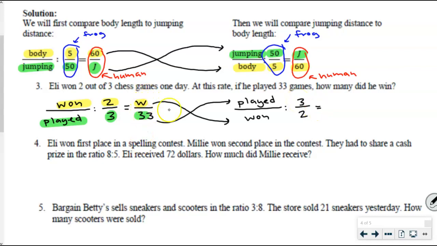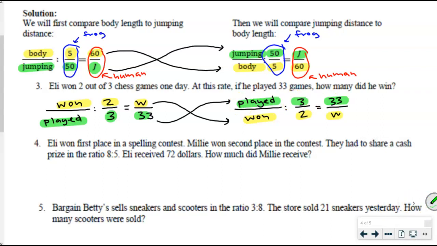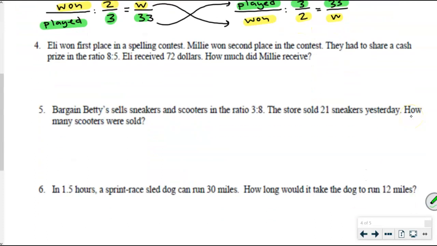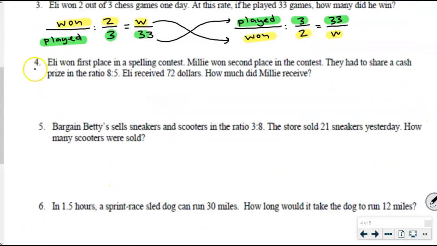It was W over 33. Now it's going to be 33 over W. And again, I'm going to keep my highlighting consistent. 2 and W, all highlighted yellow. And games played is 3 and then 33, highlighted green on the top. All right, that's another problem done for you. Will you please pause? Make sure that you have all of these done before you continue on in the recording. Ready, set, go. All right, number 4, all together now.